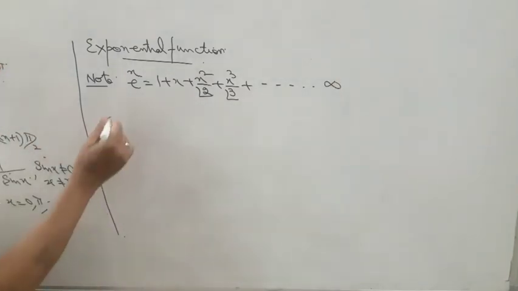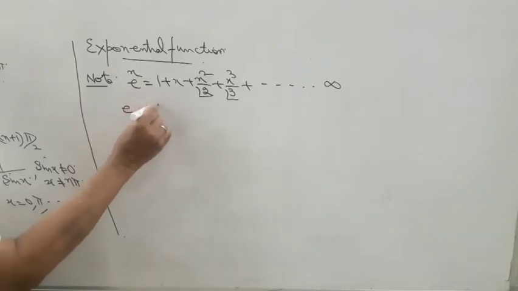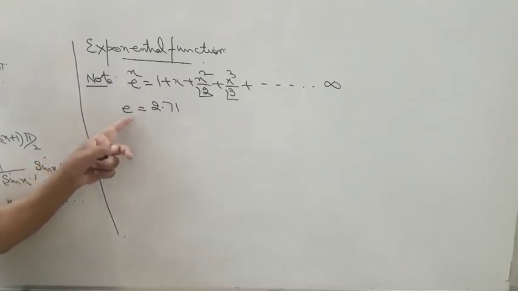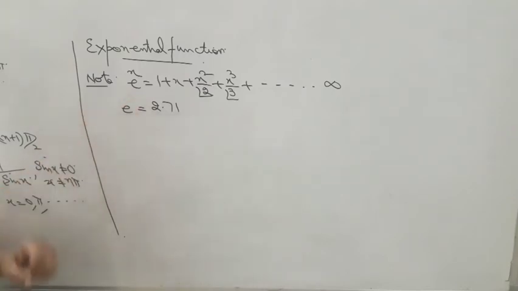Moreover, e is a standard constant, 2.71. Of course, a positive quantity. E in this case is a standard constant, we shall use 2.71.